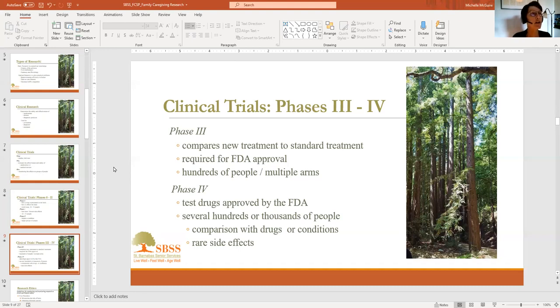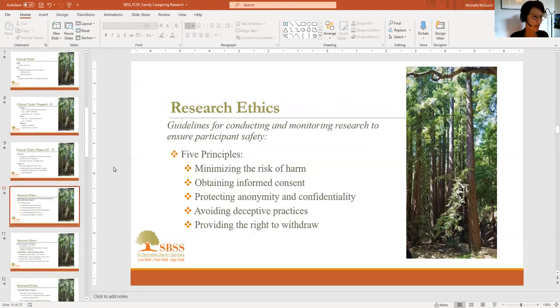And you might hear a lot, if you're looking at caregiving research, there is quite a bit of clinical trials in the medical aspects of it. Hopefully that makes sense. I'm going to move on now to a little bit about research ethics.